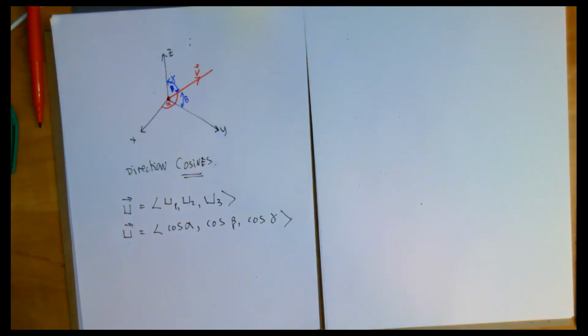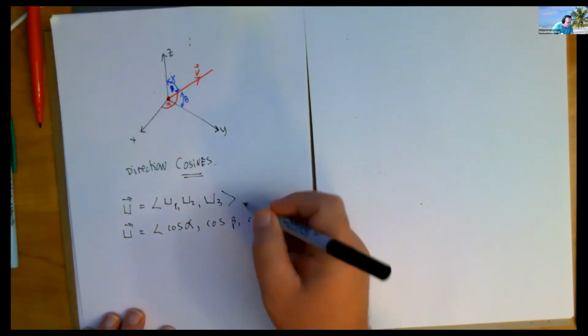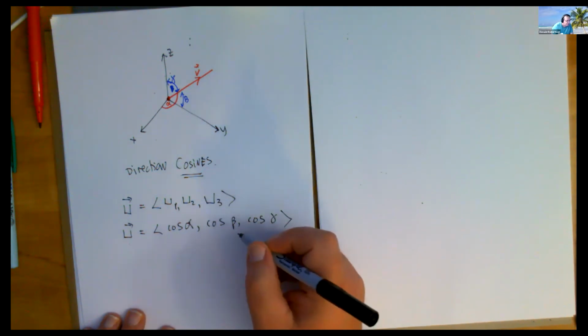So what we're looking at here is that there is a direct connection between a unit vector and the angles that that unit vector makes with the x, y, and z axes.